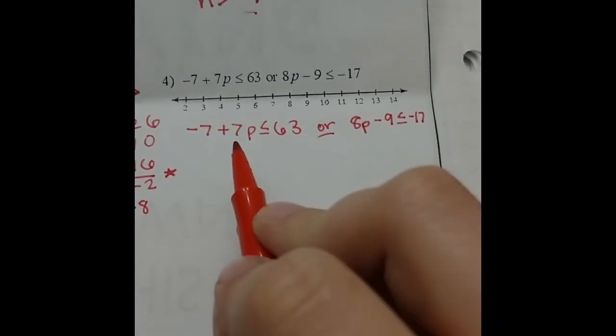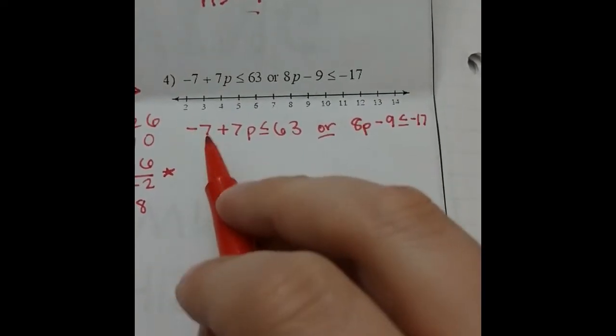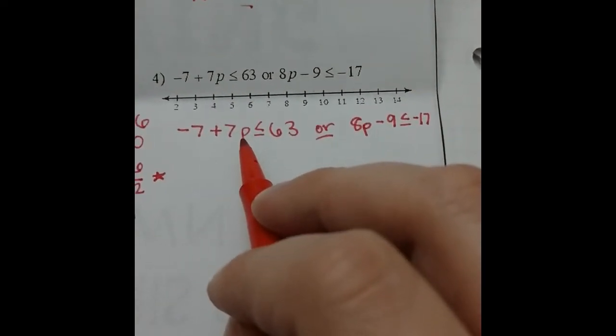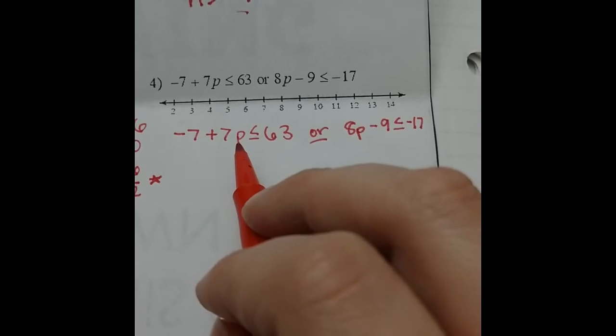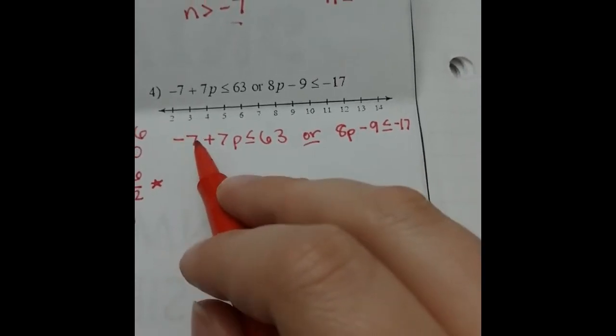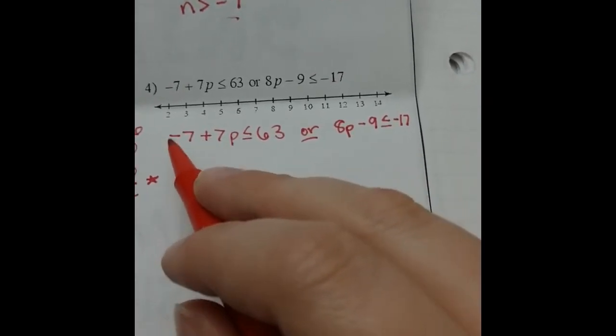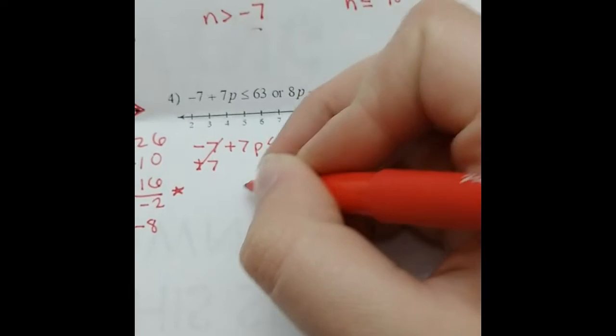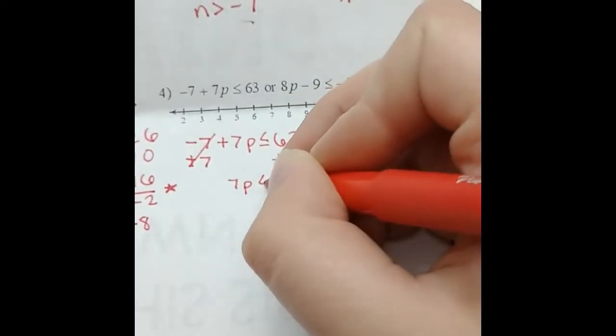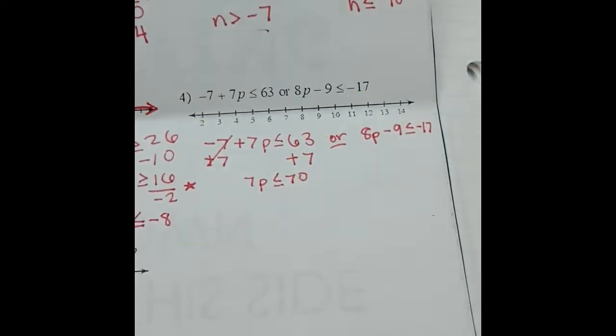Okay, so first we want to get rid of this 7 because this 7 is directly attached to p, and we usually want to deal with that last. And since this is negative, I know our brains see the plus and want to subtract it, but since it's negative, we have to add it over to get it to cancel. So 63 plus 7 is 70.